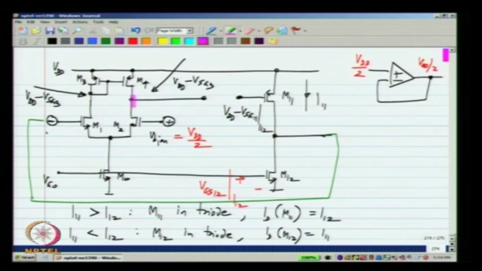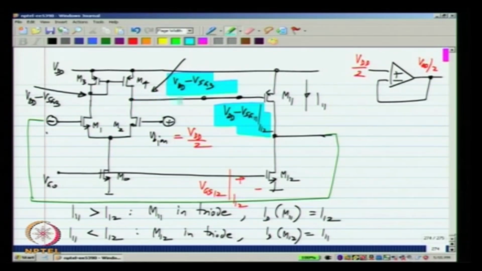Now, the differential pair will tend to give an output of VDD minus VSG3 when it is balanced. Let us say this VDD minus VSG3 is not equal to VDD minus VSD11 required for a current of I12. So, what happens when we connect these two together? The output of the first stage has to move from its natural value of VDD minus VSG3 to the gate voltage required for M11 to carry a current of I12.